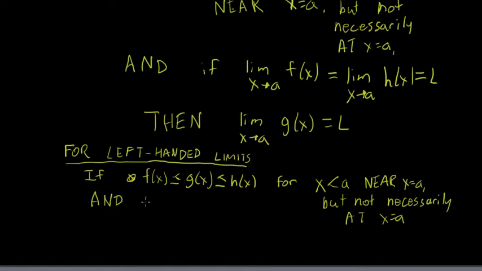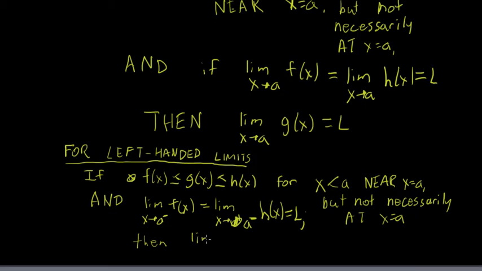and if the limit as x approaches a from the left of f of x equals the limit as x approaches a from the left of h of x equals L. If both of these limits are L, then the limit as x approaches a from the left of g of x also equals L. And this is a statement about left-handed limits, and it's also true coming in from the right.